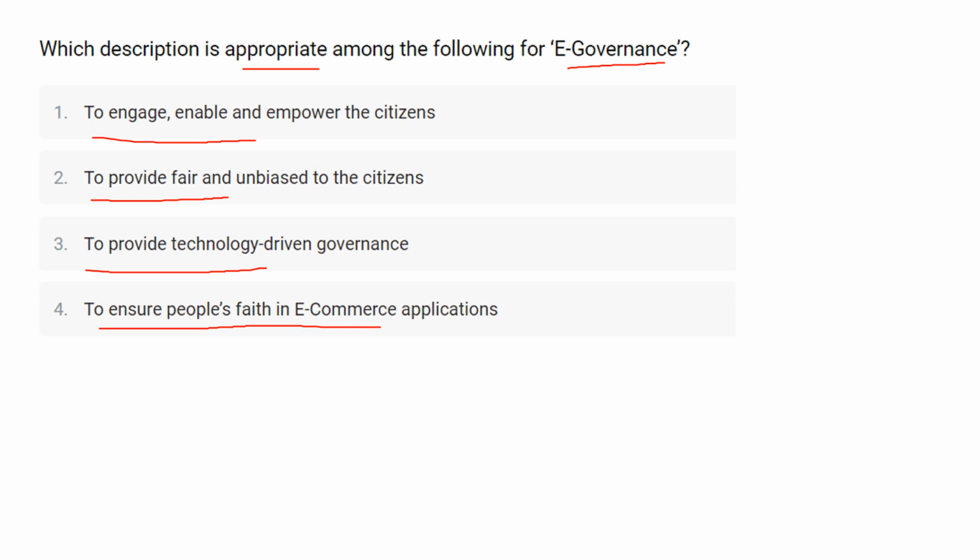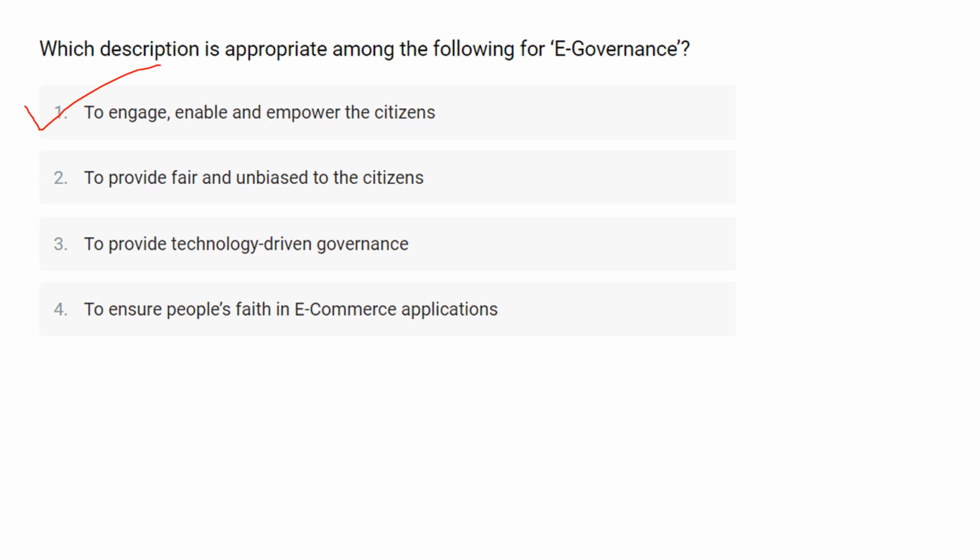Okay. E-governance facilitates interaction between the different stakeholders in governance, and this interaction may be described as G2G, that is government to government, then G2C, that is government to citizens, then there is G2B, government to business, and G2E, that is government to employees. The correct answer here is option number 1, to engage, enable and empower the citizens.